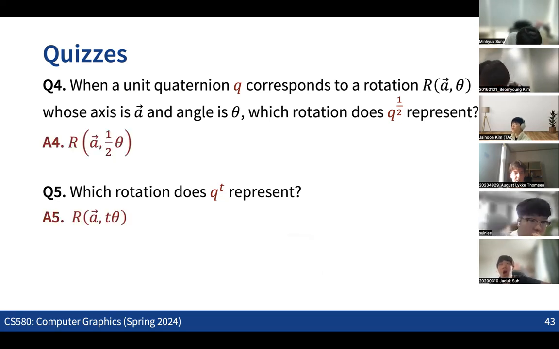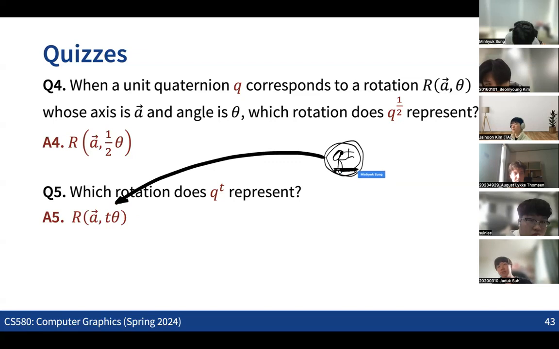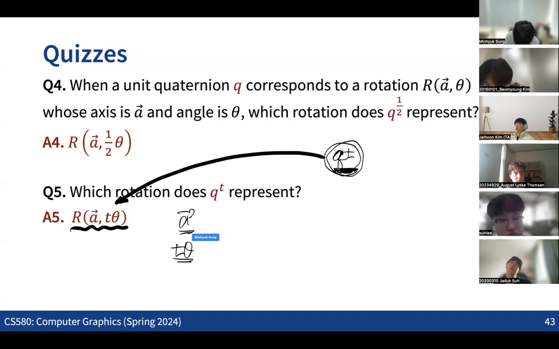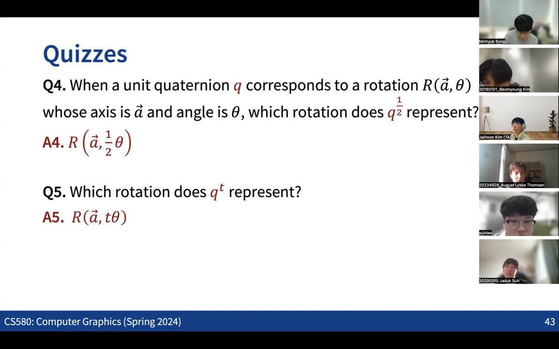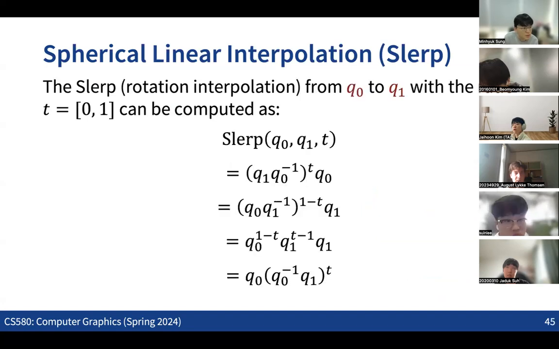So given this fact, when you have Q to the T, the power of the quaternion, how can you compute this? Well, actually computing this can be done the opposite way, because we know that Q to the T should represent this rotation. So this will be the case where we have the axis A and also the angle T times theta, right? So if we know the axis and the angle, then the other way we can compute the unit quaternion corresponding to this rotation. So this is the way that we can easily compute the Q to the T. And once we can compute the Q to the T, then we can interpolate these two 3D rotations with these formulations.